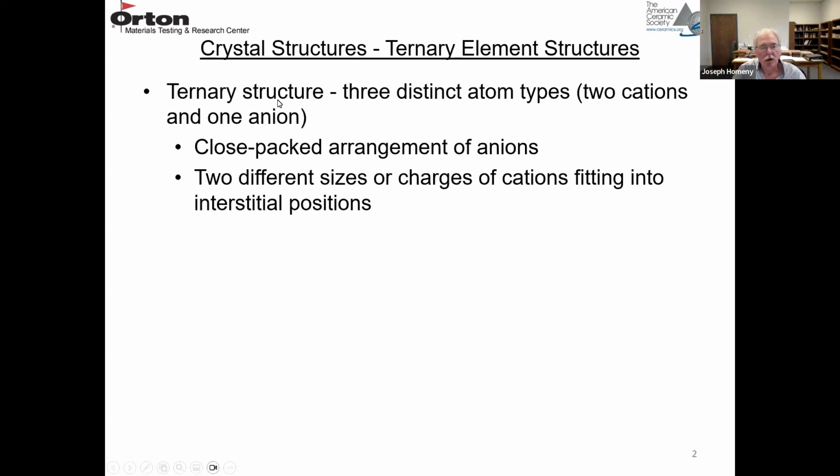So in a ternary structure, there's three distinct atom types. There's going to be two cations, one anion. And again, these are going to be close packed arrangements of the ions. And then the two different cations, different sizes and charges, are going to fit in the interstitial positions.